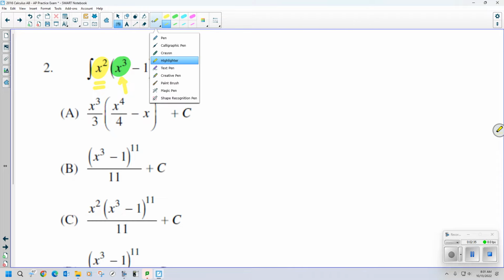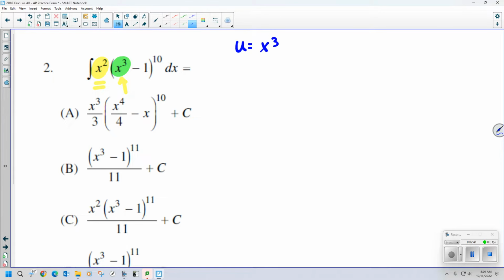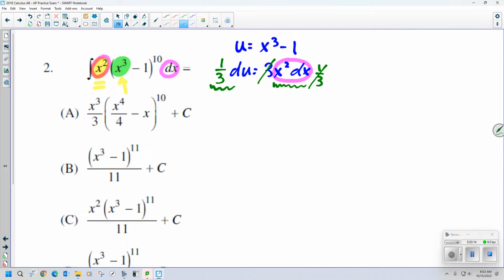So that tells me I'm going to use u-substitution. That will make life easier. So u is going to be x cubed minus 1. du is 3x squared dx. Now, I only have x squared and dx. So I only want x squared dx, which means I need to get rid of that 3 on the right side. So let's multiply this by a third, so this goes bye-bye. And what I do to one side, I do to the other. So in for my x squared dx, I'm going to put in 1/3 du.